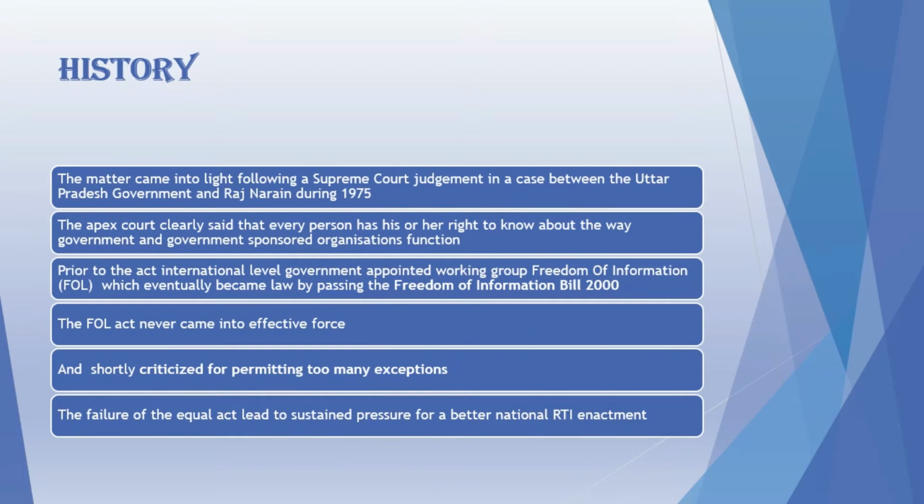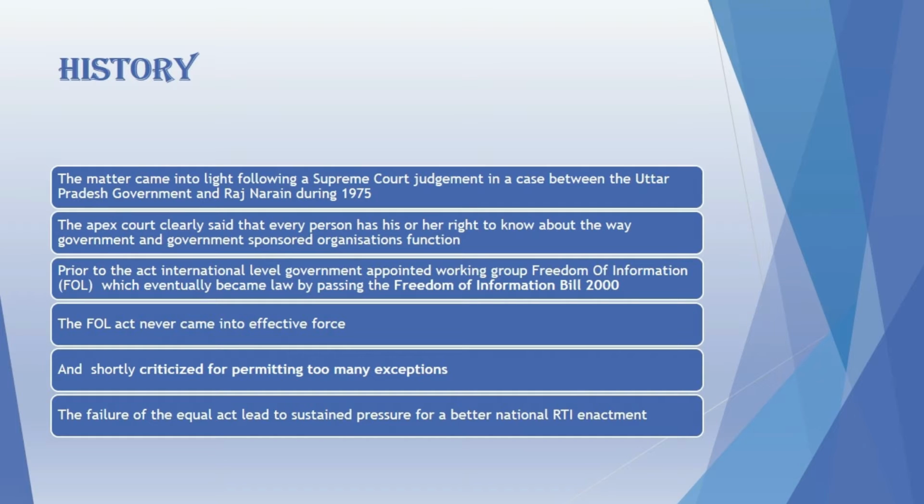Now talking about the history, back in the year 1975, there was a conflict between the Uttar Pradesh government and Raj Narain, and the matter came into light following a Supreme Court judgment. And guess what? The apex court clearly said that every individual has a right to know about the way the government or any government sponsored organization is working. So every individual has the right to know what the government or the government sponsored organization is declaring or maintaining.